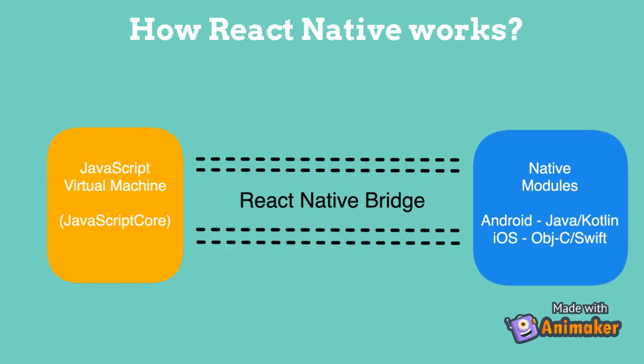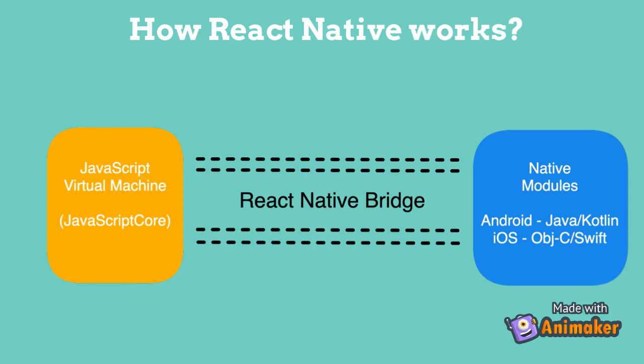The JavaScript virtual machine runs all our JavaScript code, and it uses a JavaScript engine called JS Core, which is originally built for WebKit. JS Core is naturally provided in the iOS platform, but not in Android. So for Android, React Native has to bundle JS code along with the application. This results in minor increases of the app size for the Android platform. Native modules are platform dependent. In iOS, they are written in Objective-C or Swift. For Android, they are written in Java or Kotlin.